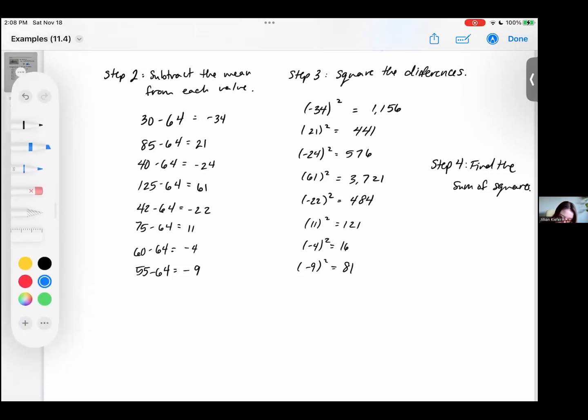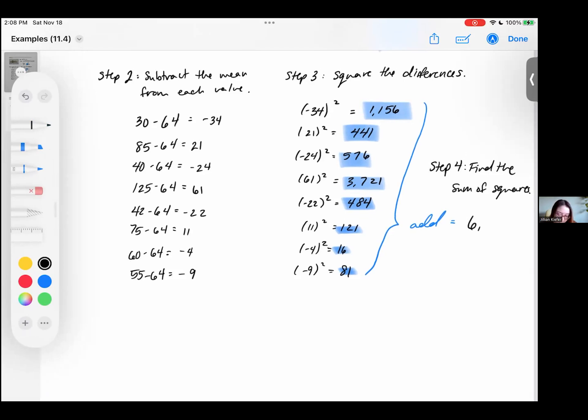So you add 1,156 to 441 to 576 to 3,721 to 484 to 121 to 16 to 81. You will add all of those numbers up. So for this, you will add them all together to end up getting 6,596. So the sum of squares is 6,596.